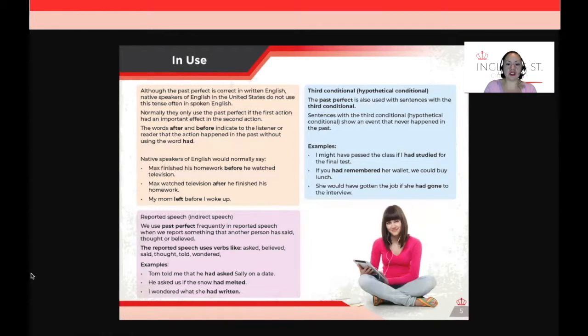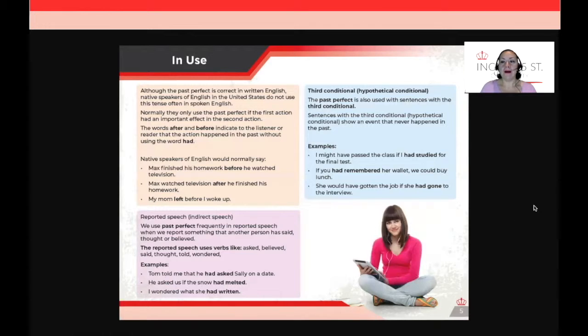Okay, very good. Just one thing. For this verb, it's melted. Melted. Yes, sir. Okay, very good. So we also use the past perfect simple in reported speech. Tom told me that he had asked Sally on a date. Entonces, Tom me dijo que había invitado a Sally para una cita. He asked us if the snow had melted. Él nos preguntó si la nieve se había derretido.